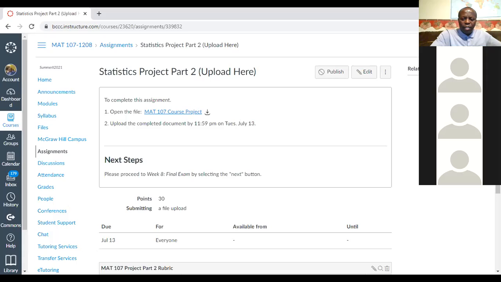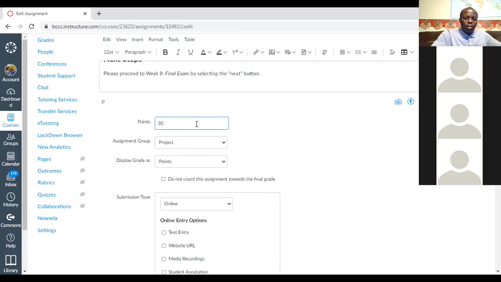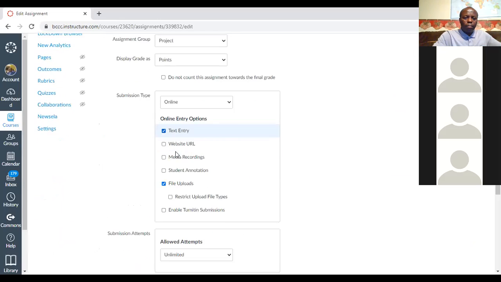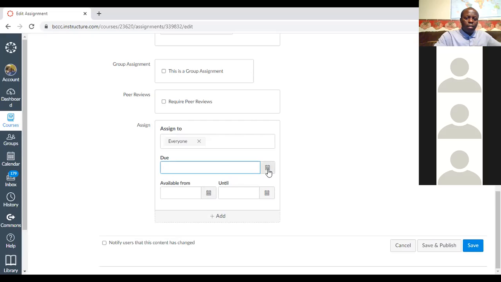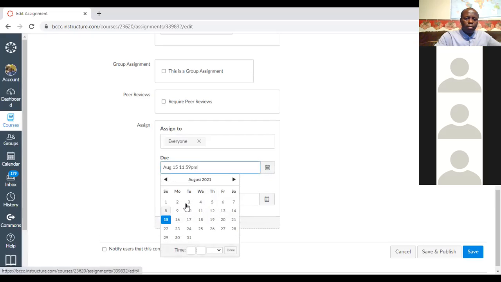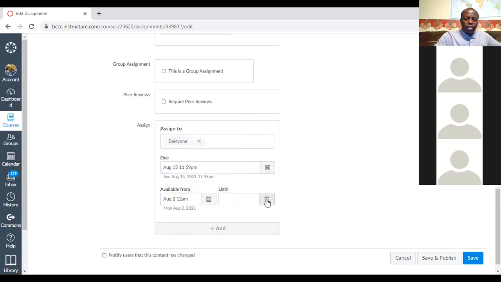Okay, make it available to July 15, August 15. So make it edit. August 15. Get back to 40 points. 40 should be enough. Okay, project points. You can text. Then, okay, I'm going to make this August 15th due. Available today. Okay, August 15th.